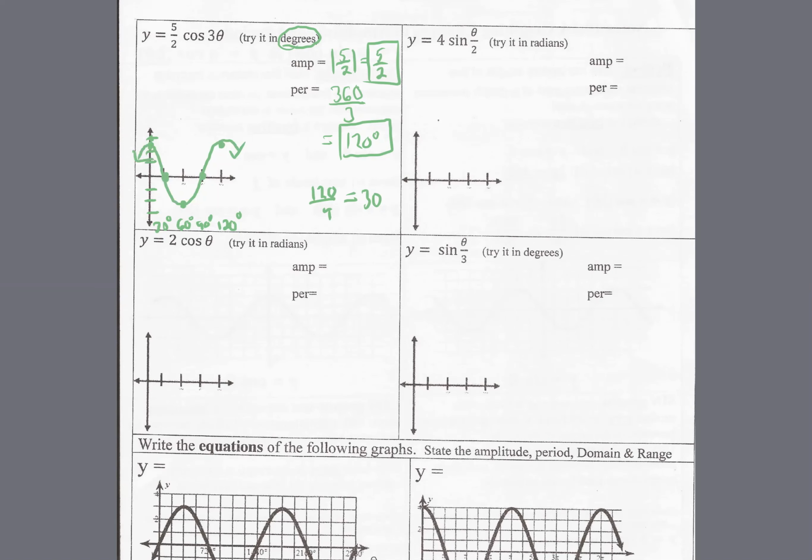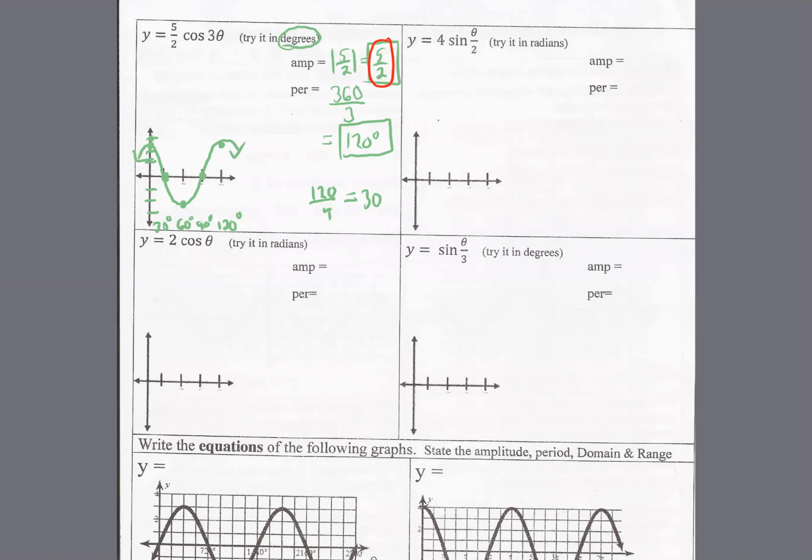Everyone's okay with the first one? I have a question. Speak up. Yeah, Ethan. Mr. Morrison, for the max, what is that exactly? I can't really tell. It's up 2.5. That's the same as 5 over 2, which is 2.5.